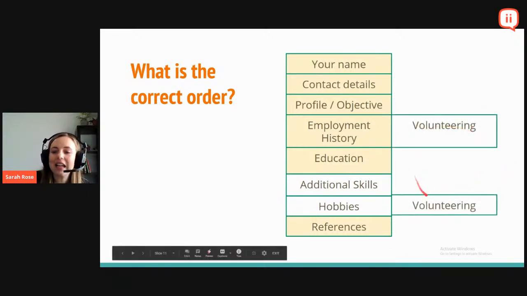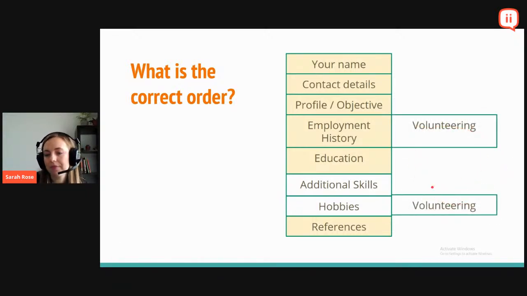Again, volunteering is kind of optional. A lot of people might not have volunteered, but we can include it. If the volunteering is very relevant to the job you are applying for, you can include it in your employment history. You can include it as work experience. You must be clear that it is volunteering, not paid work.